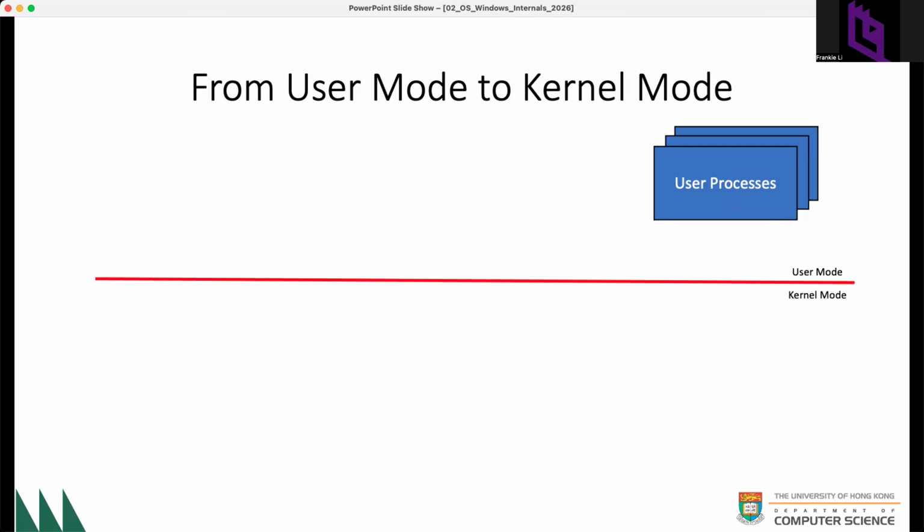On the screen, I already share my slide talking about going from user mode to kernel mode. Usually, a user process, such as Notepad, when you call it to read a file or write a file, will call some API in a system library, such as kernel32.dll, and then later on it will go into ntdll.dll, which is the native API.